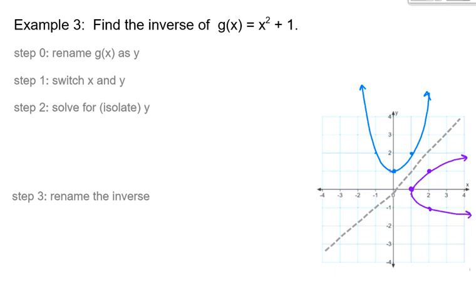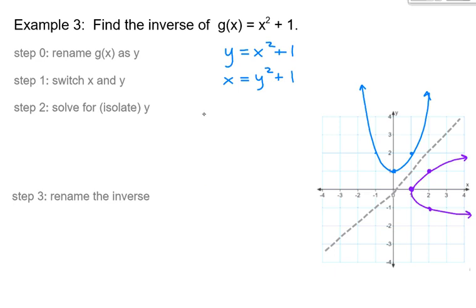Okay, let's go through the algebraic process. So first I'm going to call g of x just y. So we have y equals x squared plus 1. And then step 1, switch x and y. Now we have x equals y squared plus 1. And then step 2, solve for or isolate y.